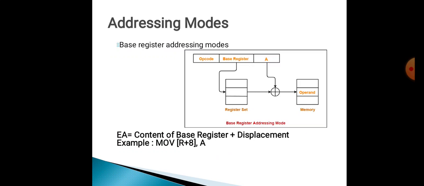Next, base register addressing mode. In this addressing mode, the reference register contains the main memory address and the address field contains a displacement. The displacement is usually an unsigned integer number. EA equals R plus displacement. Example: move R plus 8, A. This instruction copies the content of the memory location whose address is determined by adding the content of the register R and displacement 8 to the register A.